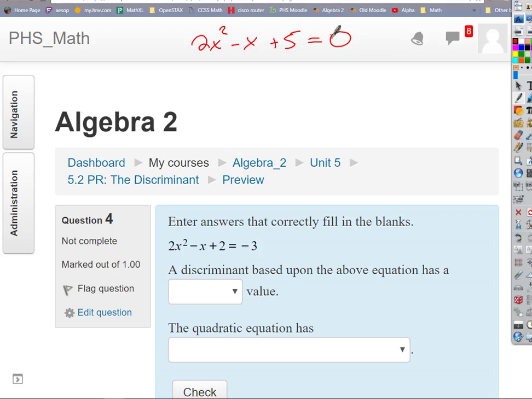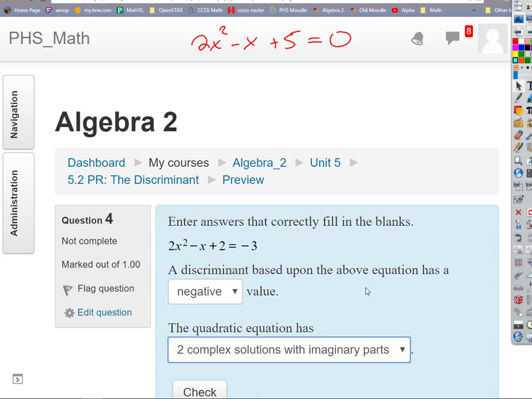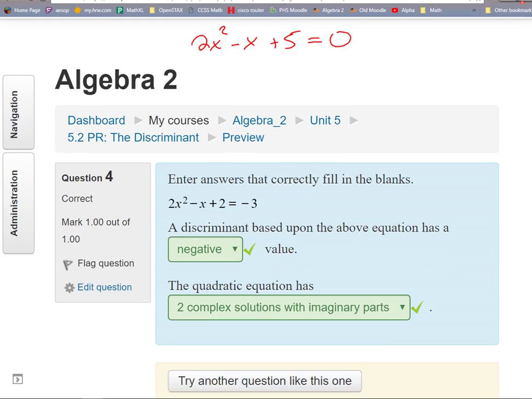Well, pretty obviously, the discriminant is going to be what? Negative. Yeah, we're gonna get 1 squared is only a measly little 1 minus 4 times 2 times 5. I'm definitely getting a negative result, right? So, negative, which means that one, right? Two complex solutions.